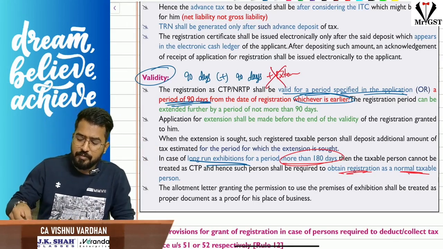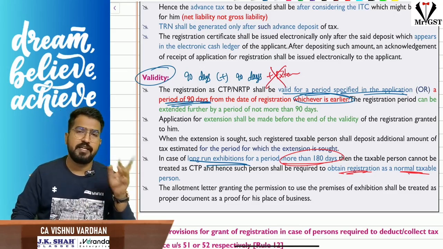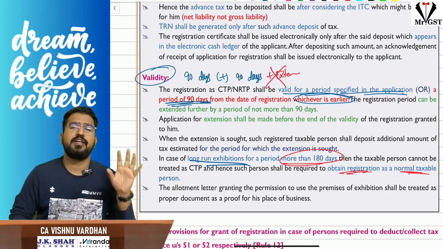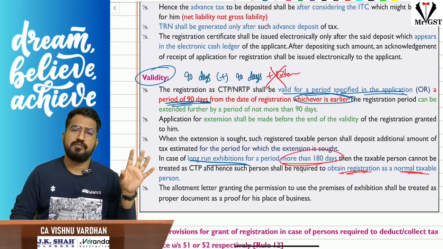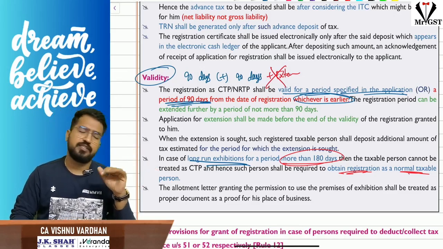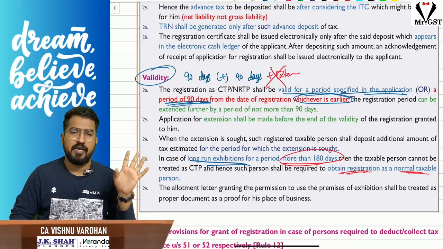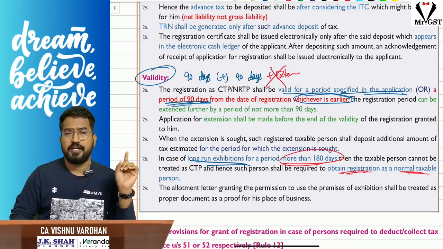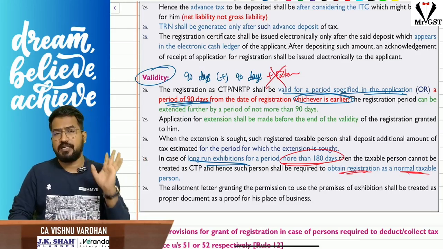So coming to validity, the first difference: validity is 90 plus 90. 90 days maximum I will give you registration. Later on, if you ask me for extension before expiry, I will give you a valid extension, but not more than 90 days. Okay, so 90 plus 90 is the maximum limit.